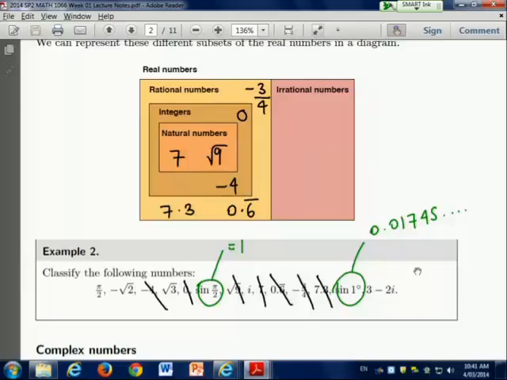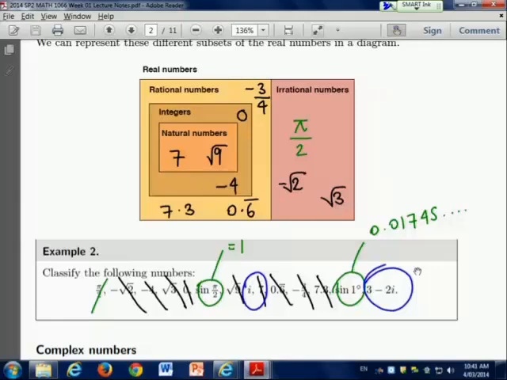Pi on 2, so pi is 3.14 and something, so this is 1.8-ish, but it's not an integer top and bottom, so this is actually an irrational number because pi is irrational. We saw root 2 before, so negative root 2 is irrational, root 3 is irrational, and what are we left with? We're left with this thing I call a number called i, and 3 minus 2i.